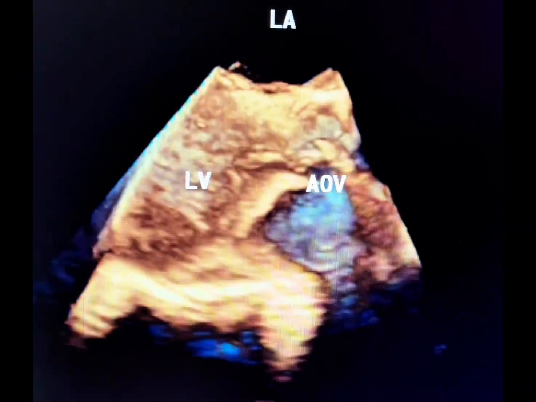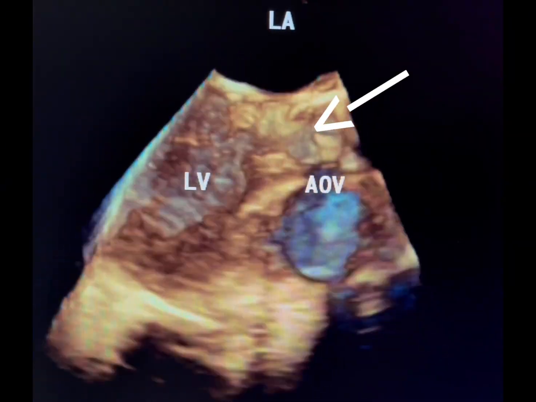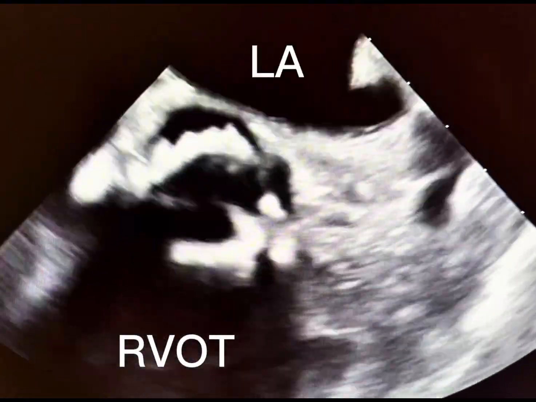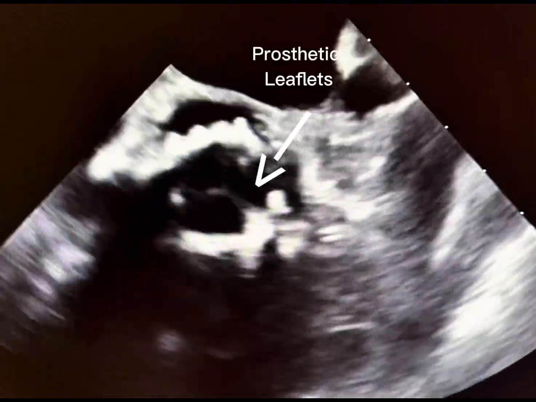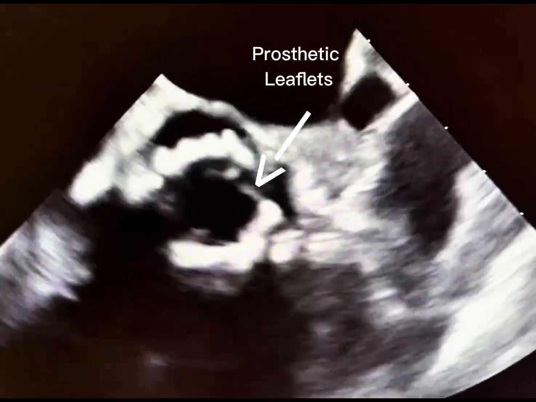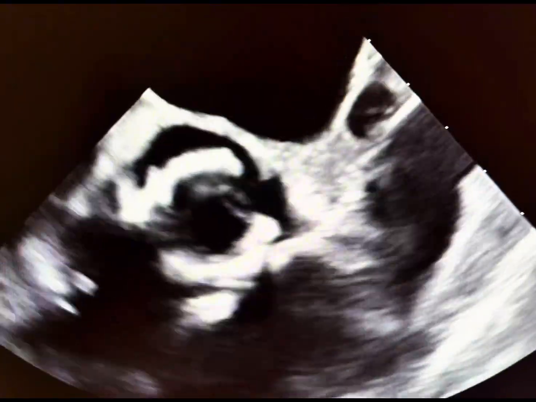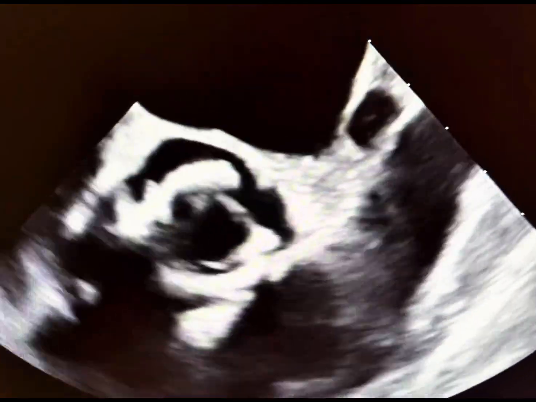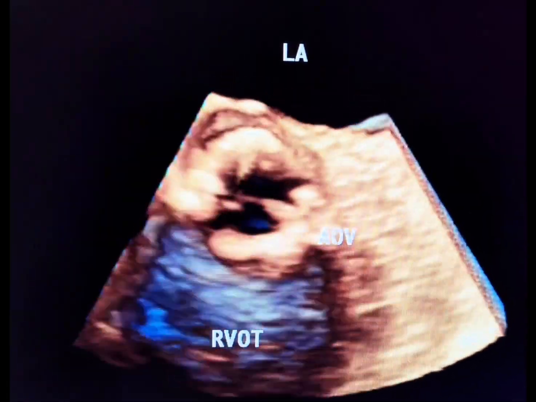This 3D TE view also confirms thin and mobile leaflets without evidence of obstruction. This is a short axis view of the prosthesis, indicative of a normal bioprosthesis. Patient prosthesis mismatch is the only cause of prosthetic valve stenosis in which the prosthesis is completely normal. The problem lies not within the valve, but in the relationship between the valve and the patient. As seen in this 3D view, the valve is normal.